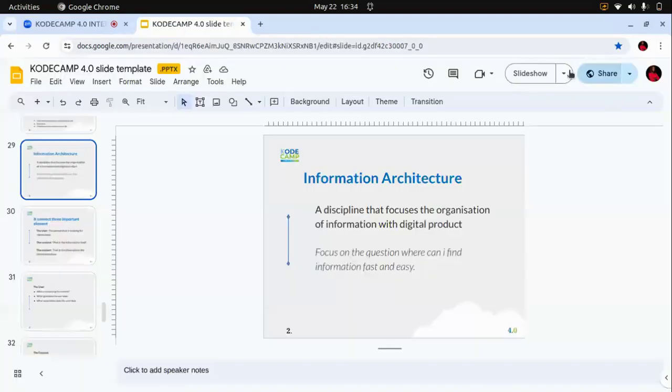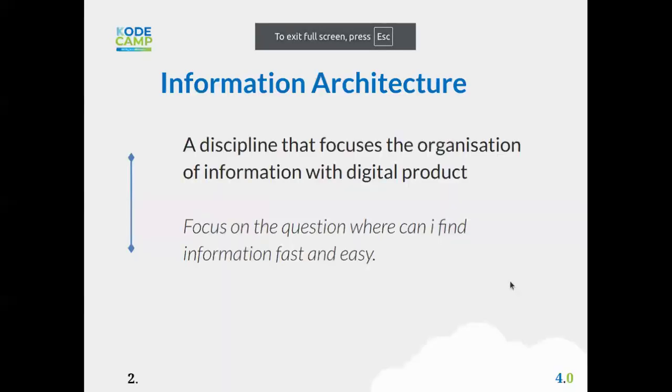So for today's class we'll be learning about information architecture. Information architecture has to do with how you organize information in your digital products, either when you're designing a mobile app, a website, a SaaS application, a web application, any digital product at all, either for smartwatch or for smart TV.